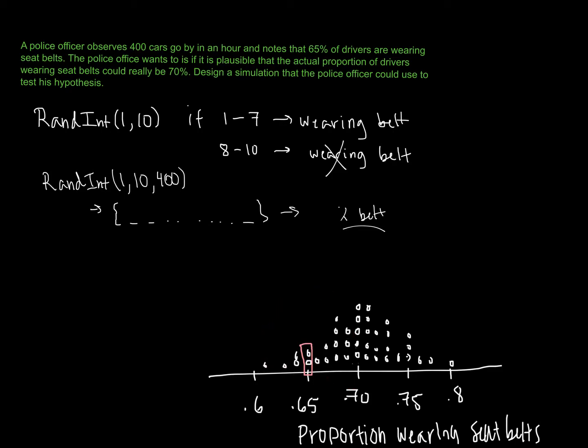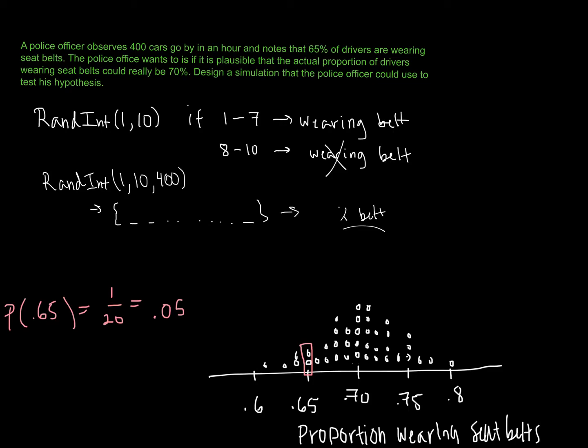There's 40 different trials, and so the probability of getting 0.65 ends up being 2 out of 40, or 1 out of 20, which is 0.05. So what this means is that, based on our simulation, we'd expect to get 65% of the drivers wearing seatbelts a very small amount of the time if the true mean were 70%. And of course, we know a 5% probability is not a very high probability.